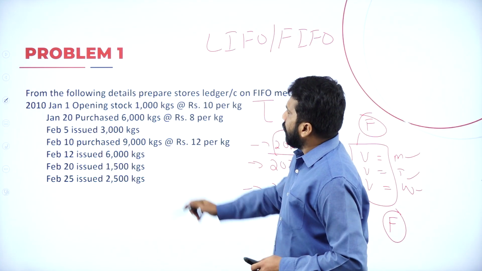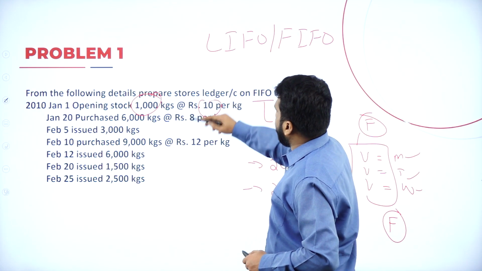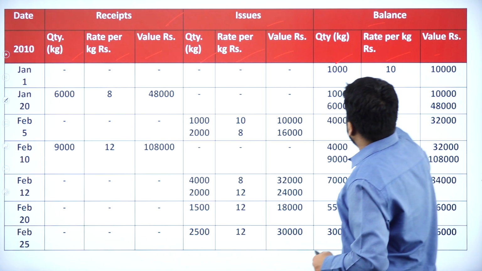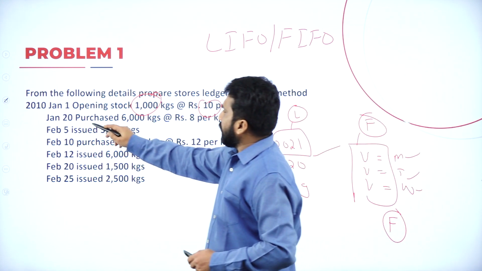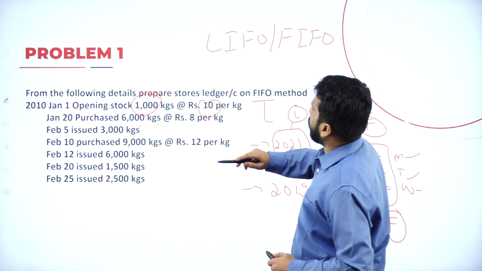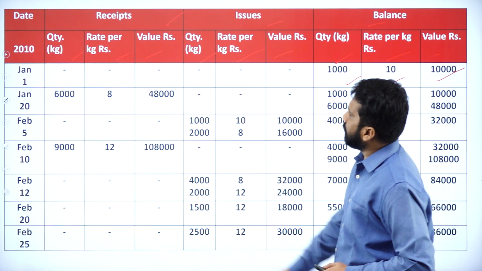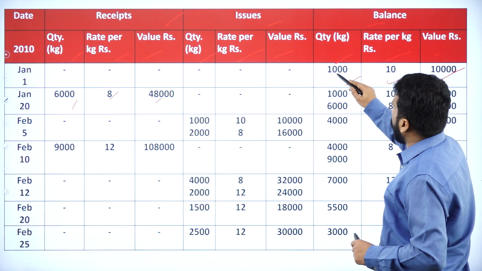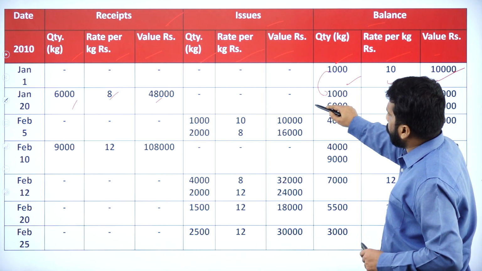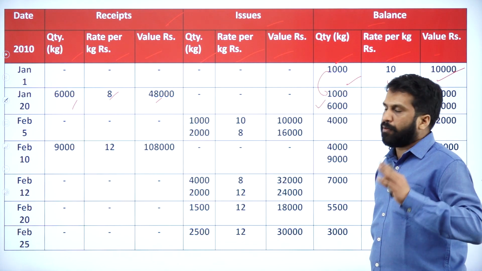Now, opening stock 1,010. It is 10,000. Next, on the 20th, purchased 6,000 kg at 8, which is 48,000, in the receipt column. Old one copy, new one add. Clear? I'll give you an example of this.